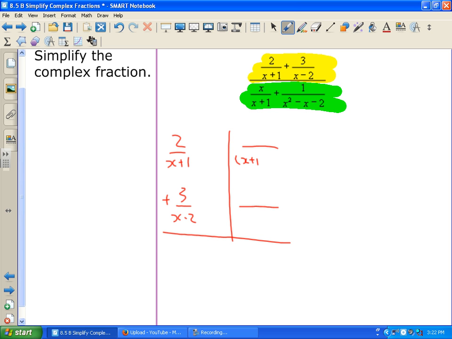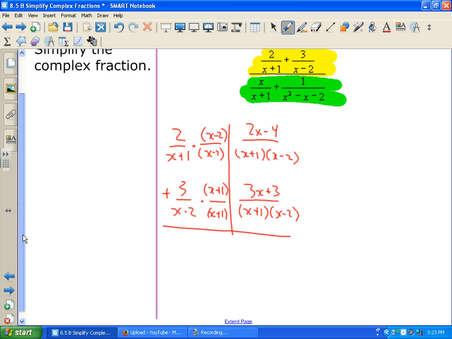Common denominator, x plus 1, x minus 2. The bottom part, all I need to do is multiply by x plus 1. When I distribute, that will give me 3x plus 3. For my top expression, I'm going to have to multiply that one by x minus 2. I distribute through there, that will be 2x minus 4.